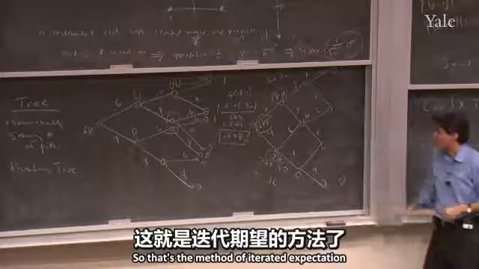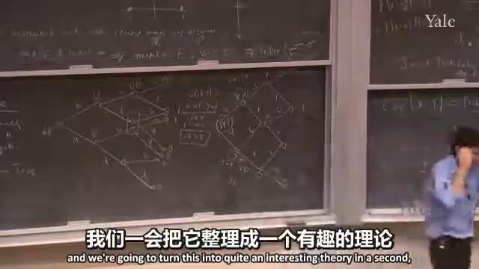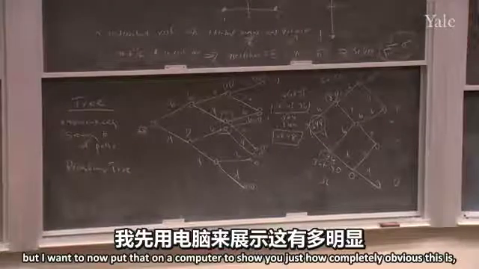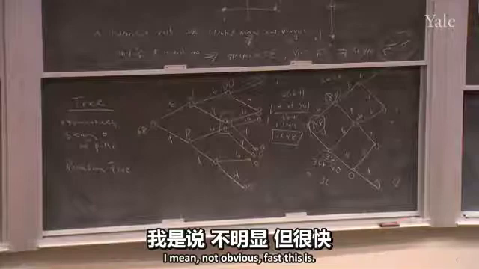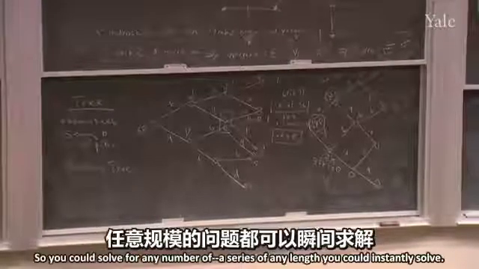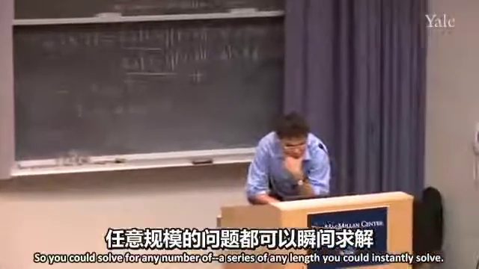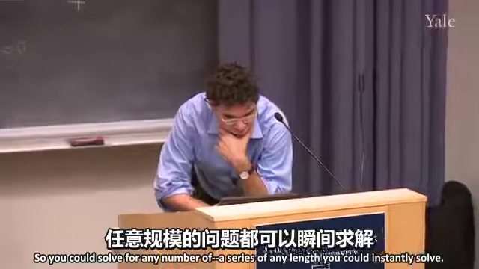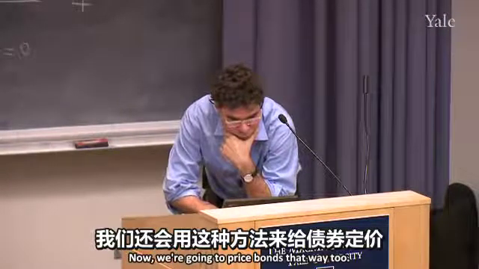Okay, so that's the method of iterated expectation, and we're going to turn this into quite an interesting theory in a second, but I want to now put that on a computer to show you just how fast this is. So you could instantly solve for a series of any length. Okay, and now we're going to price bonds that way too. So, class.